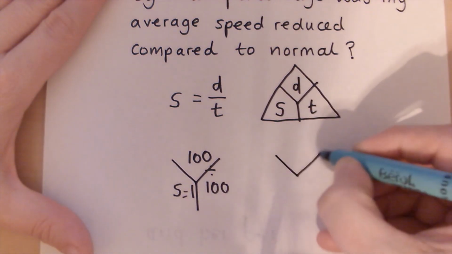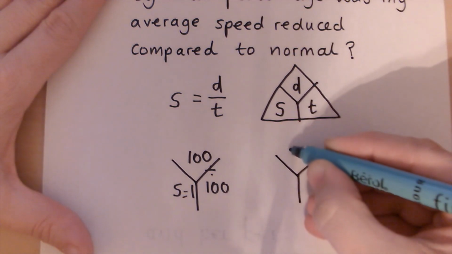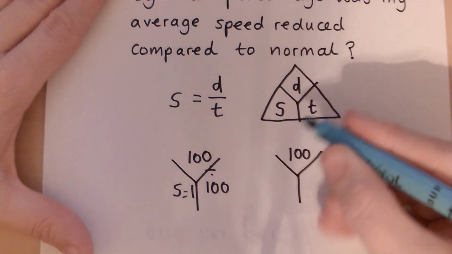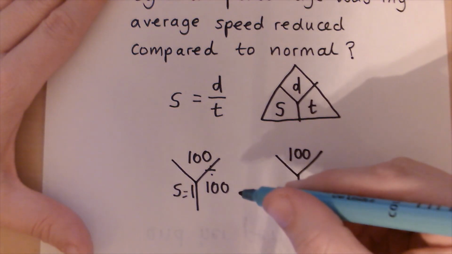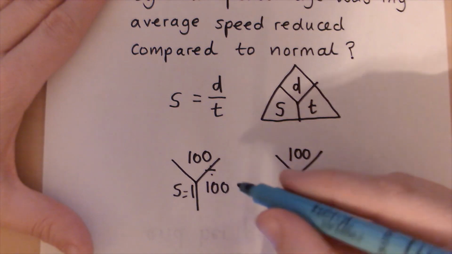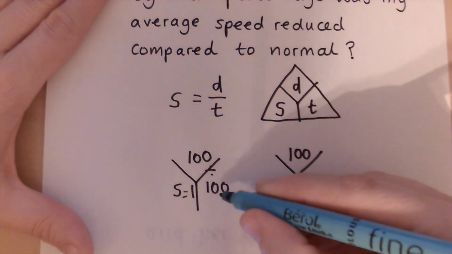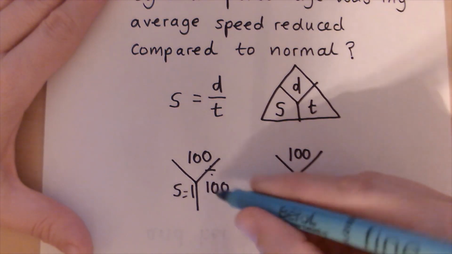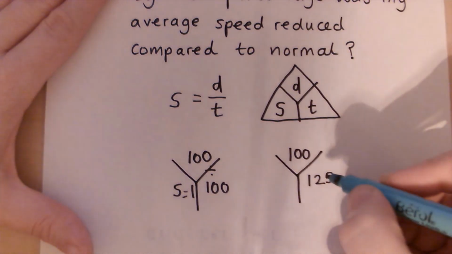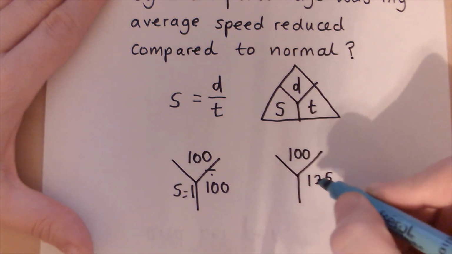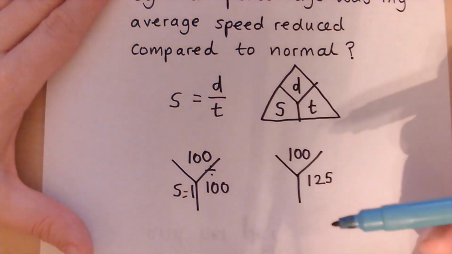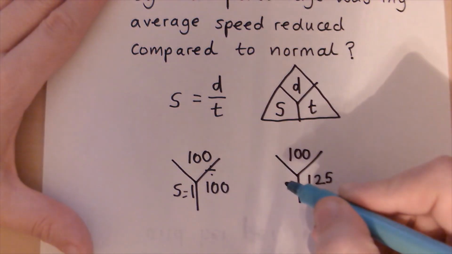Right, if I was then to say to you, well, my distance is going to stay the same, but I'm now going to increase the time by 25%. What is 25% on top of this? Well, 50% is 50, and 25% is 25. So actually it would be 125. Now all I need to do is 100 divided by 125, and I find my answer.